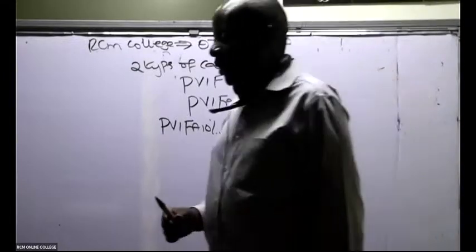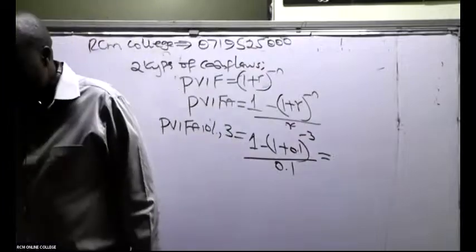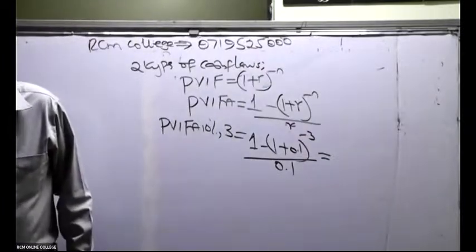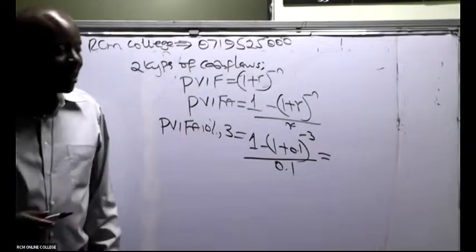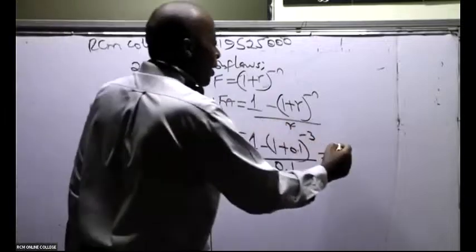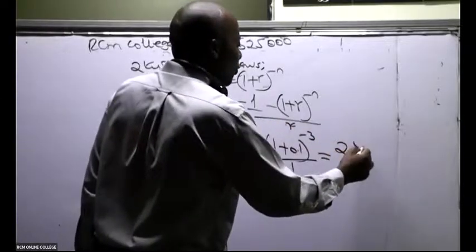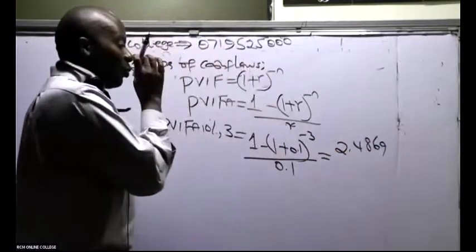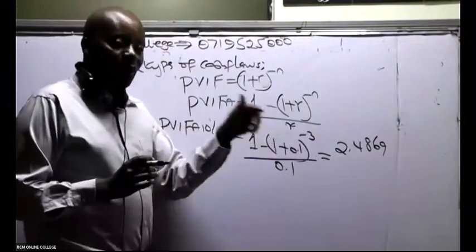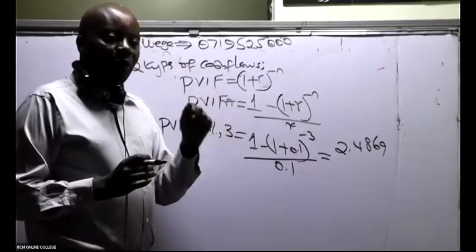4 decimal places. According to Selmith, it is 2.4869. So I also expect when I go to my YouTube channel, this answer, somebody should be posting it there.